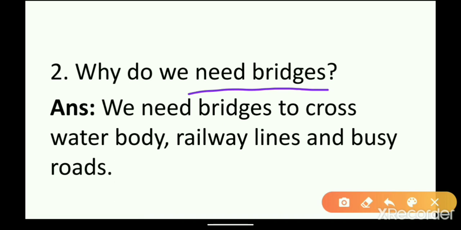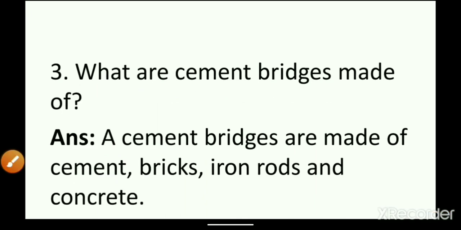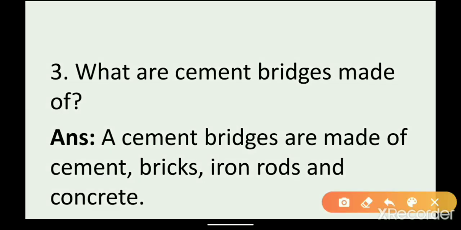So what will be the answer? Why do we need bridge? We need bridges to cross water bodies, railway lines and busy roads. So from one side of the water body to the other side we cross with the help of bridge. It can be cement bridge, bamboo bridge, whichever bridge it is, it helps us to go from one side to the other side.